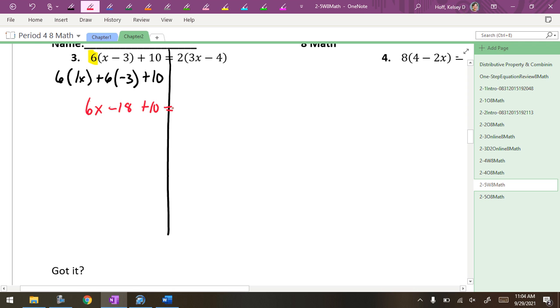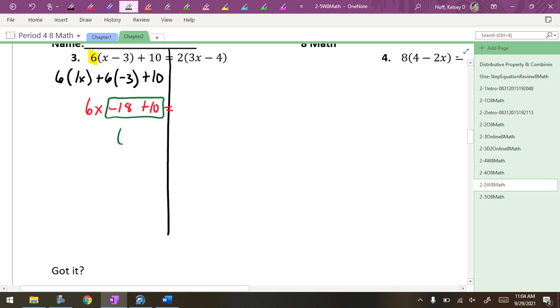Don't do this. You are not going to get this right. Don't try to skip steps, guys. What is my next step? Micah, very good. Combine your like terms here, right? Negative 18 and a positive 10 are both numbers without variables. What is negative 18 plus 10?